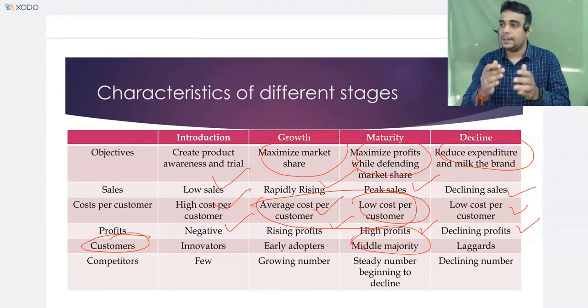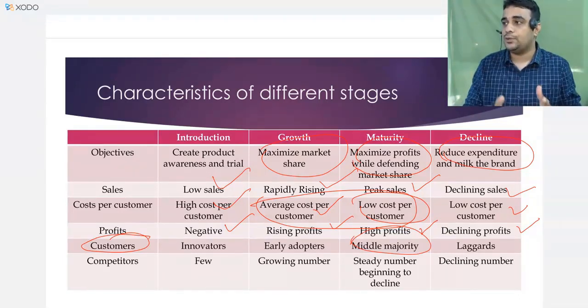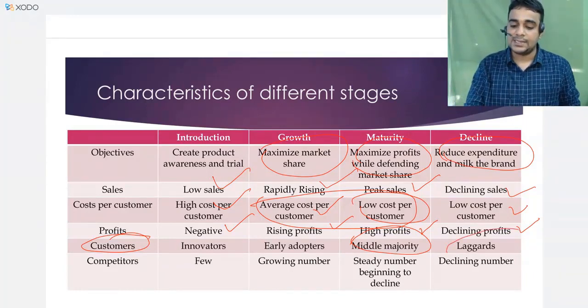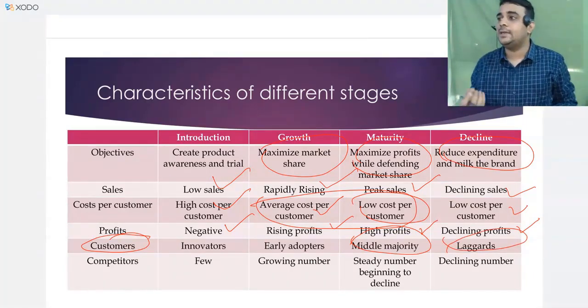Early adopters are basically people who come later, after the innovators. Once these people start using it, others start coming in. Laggards are the last set of people, when the product is almost non-existent. At that stage, they want to try out using this product.